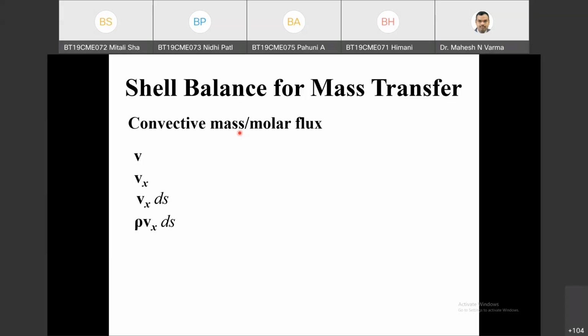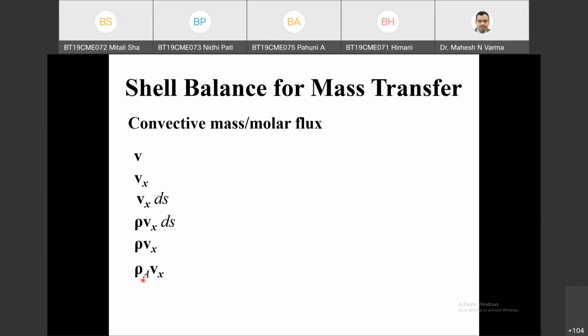Now this is the mass flow rate. This is the volumetric flow rate, and volumetric flow rate into density will be a mass flow rate. Now I want mass flux, which is divided by area. This will be mass flowing per unit time per unit area, so this will be a mass flux in x direction. This is the total mass flux in x direction, with the x component of velocity and the total density.